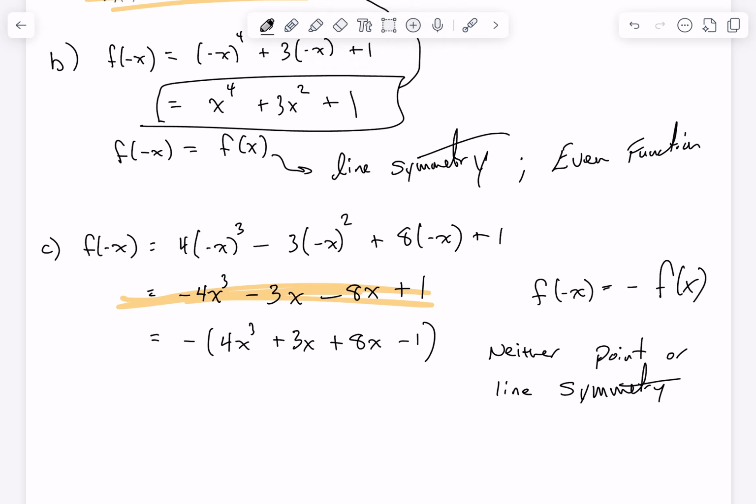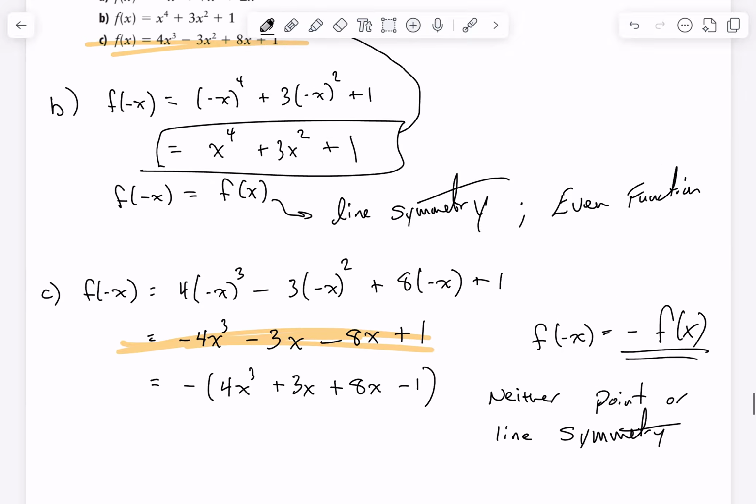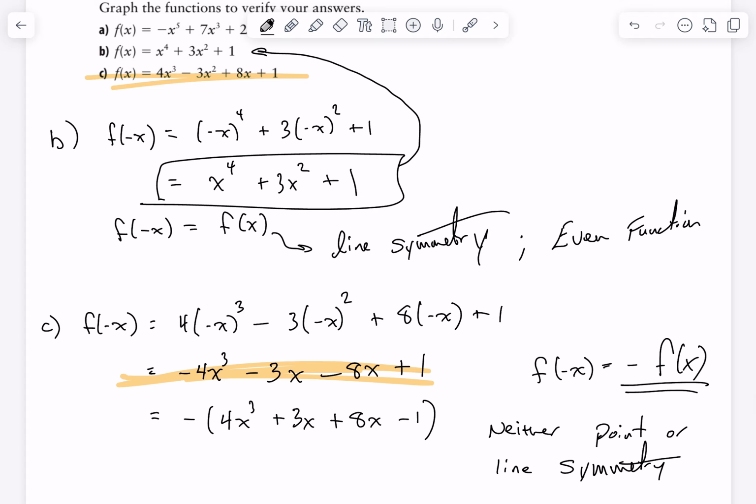Okay, so that's your test. You're inputting negative x into the function and seeing what comes out. One of two things is possible. You're either going to get the negative version of the function back, or you're going to get the same function back, in which case that's an even function. Okay, and that's it. When it comes to symmetry, you're really talking about even or odd functions, and that's pretty much it there.